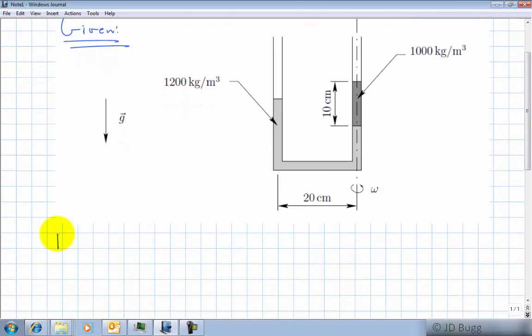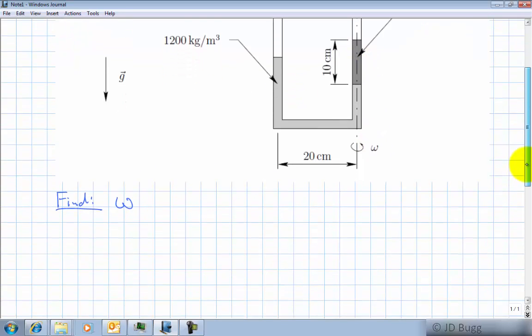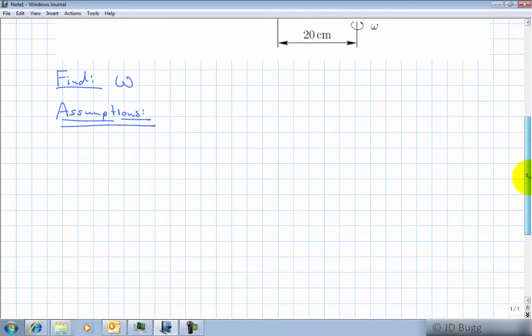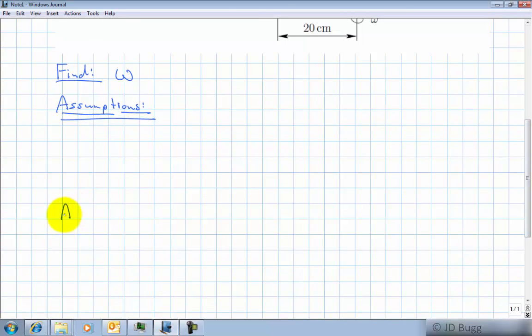So what are we asked to find? Well, we're asked to find omega, the rotational speed required to make these levels the same. The assumptions that we'll be making: again, we'll just leave a blank list there right now, and we'll get back to adding the assumptions into that list as we make them. Our analysis.